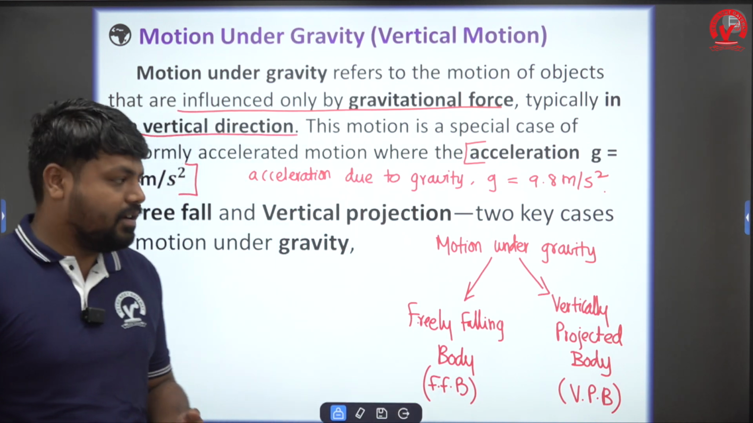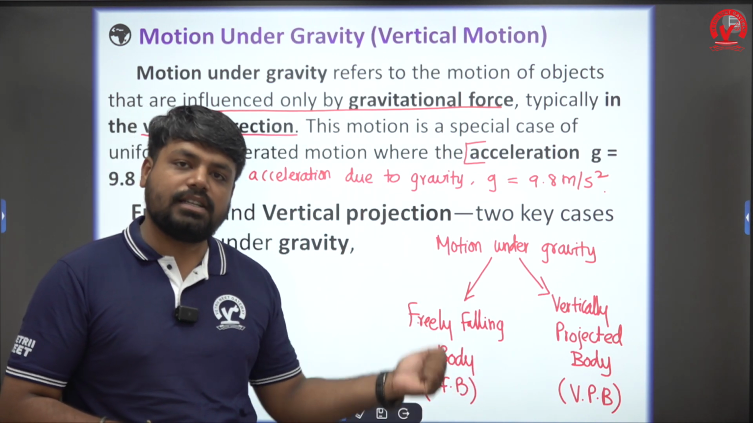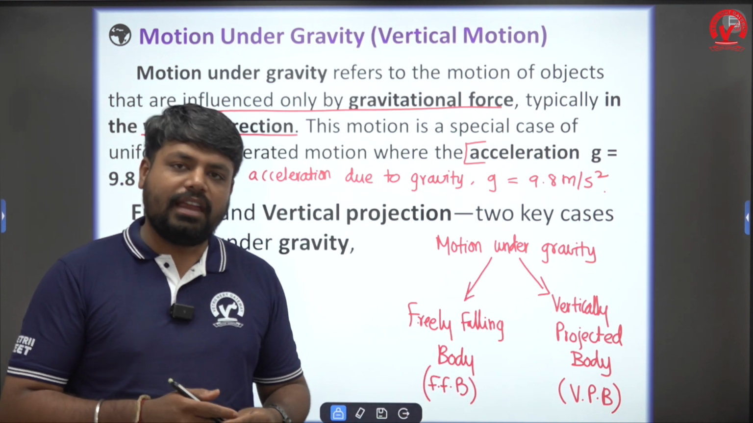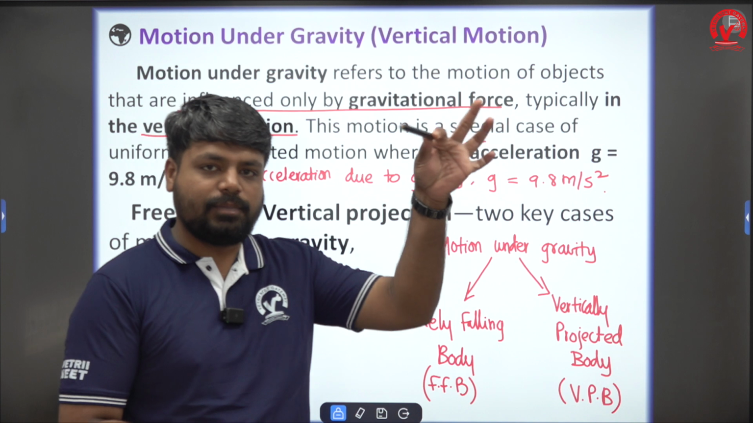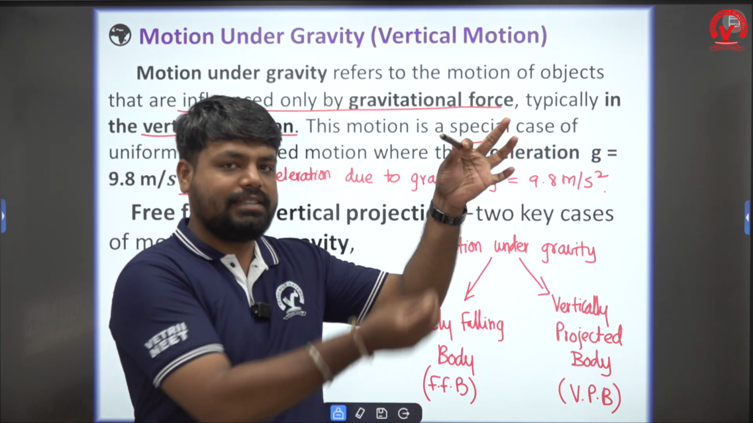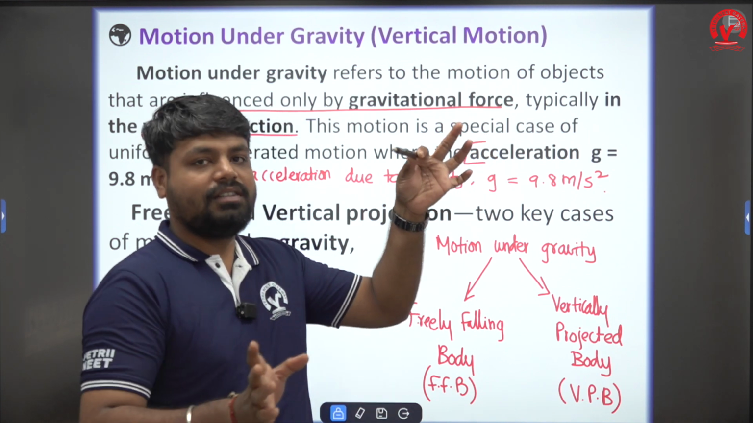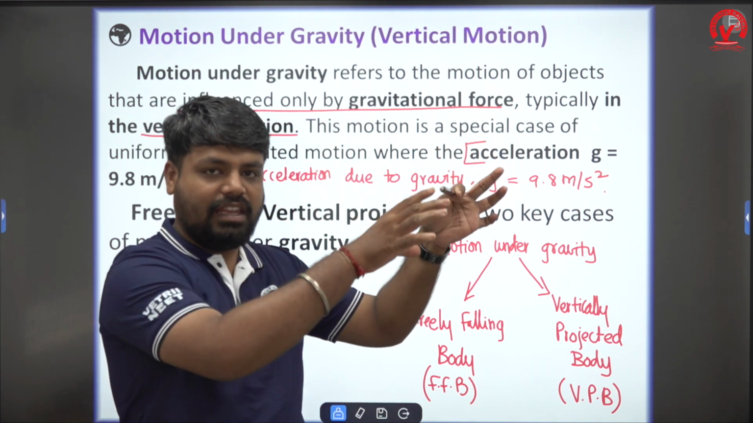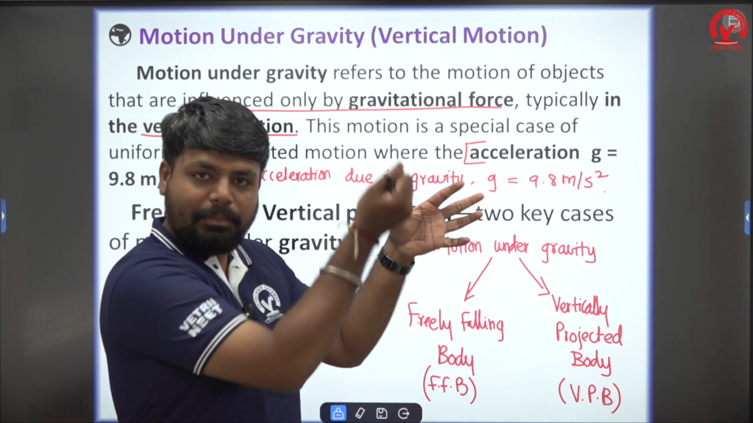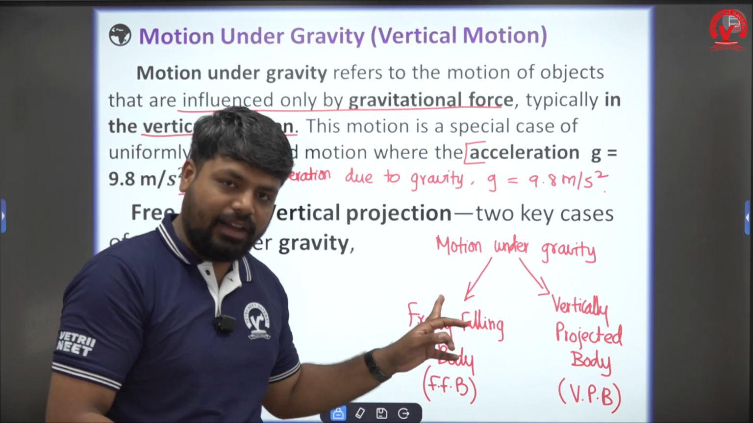Okay, one is the freely falling body, and another one is the vertically projected body. These two come under motion under gravity only. Freely falling body means I am holding this pen right now. If I just leave it, what will happen? It just falls down due to gravity. So freely falling means it freely falls. I am not giving any velocity or force to make it fall. I am just leaving the pen. What happens? The pen drops down. Yes or no? So this is the example for freely falling.